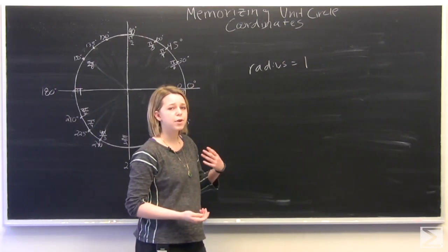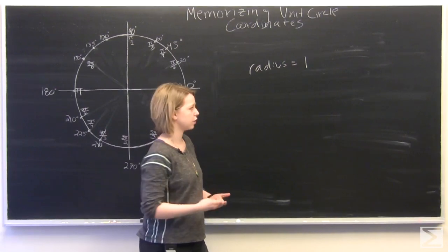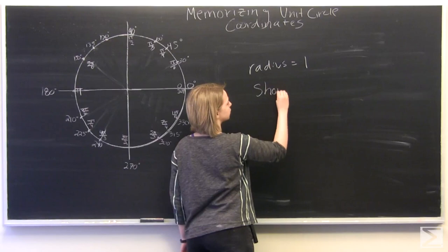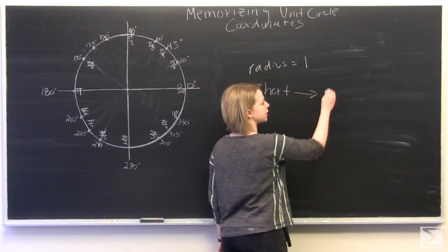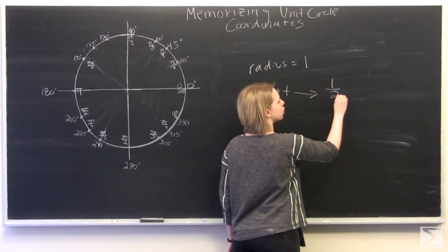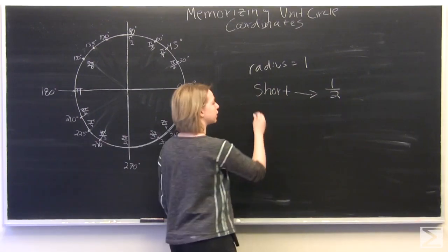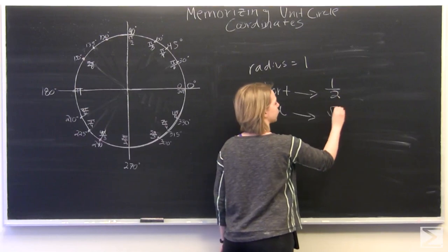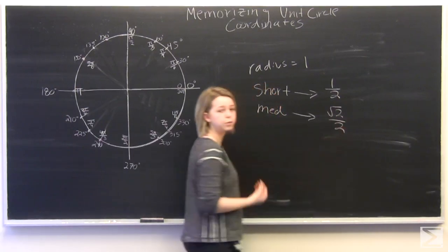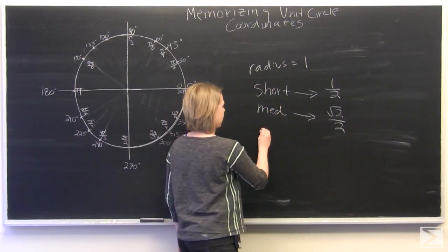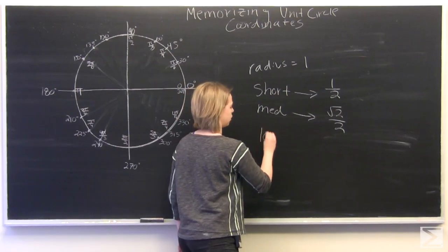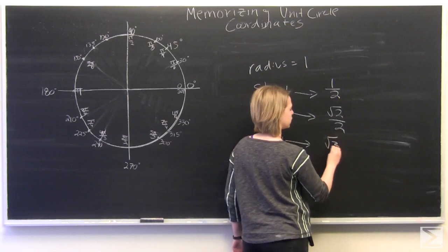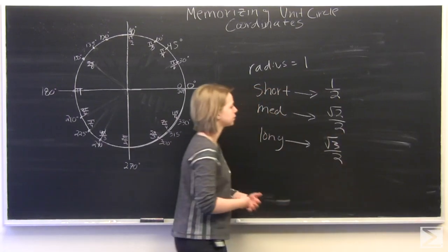And in order to quickly memorize, we're also going to be drawing some triangles. And our triangles are going to have sides with short lengths, which will always mean a side length of 1/2. We're also going to be drawing lines with a medium length, which will equate to the square root of 2 over 2 as their length, and lines of long length, which will always have a value of the square root of 3 over 2.